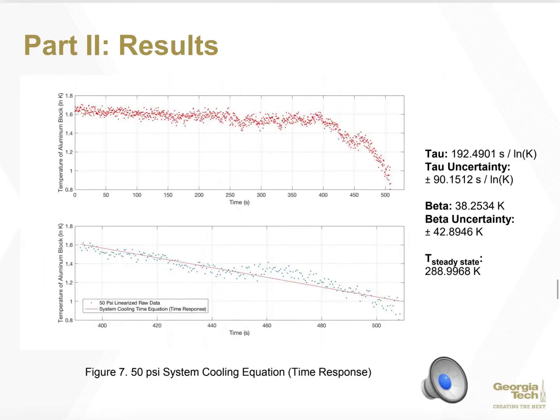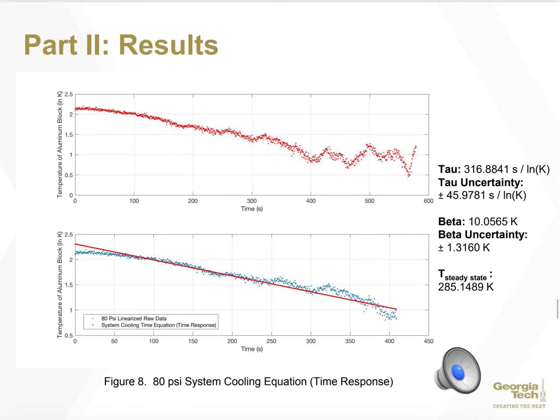The system cooling equation for the time response was found using a York regression for each trial. Here are the plots, tau and beta parameters, and their uncertainties for 50 psi. Strangely, as seen in the top plot, our transient data set begins with what is basically steady-state data. Therefore, only the true transient portion of the transient response, from about 400 to 500 seconds, as seen in the lower plot, was used in the York regression.